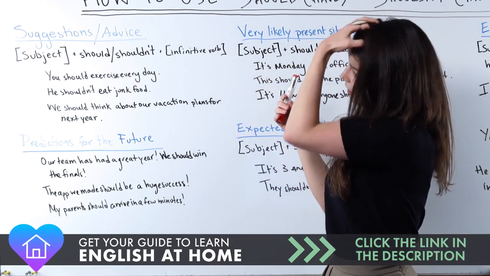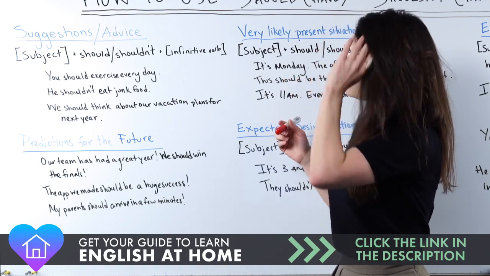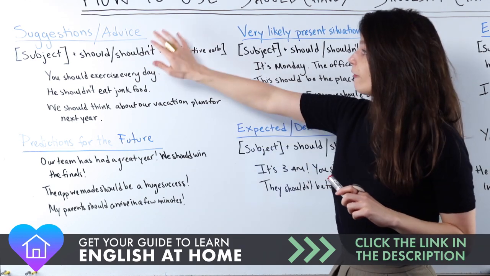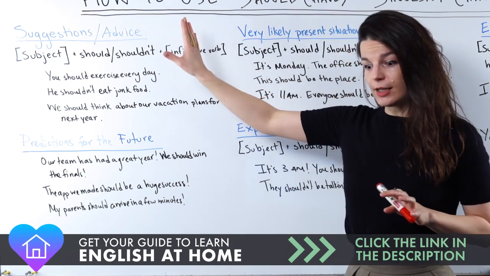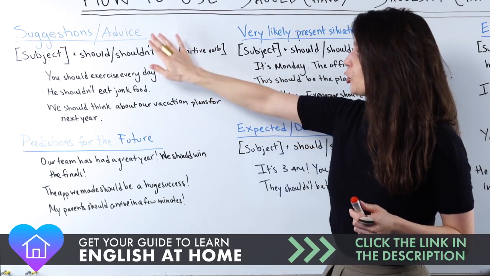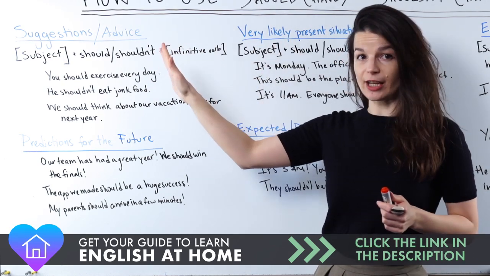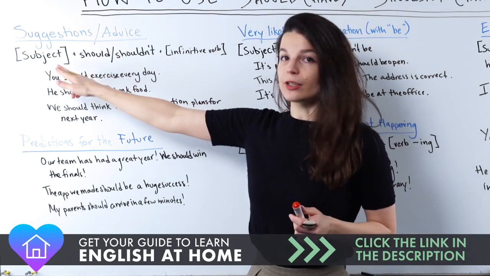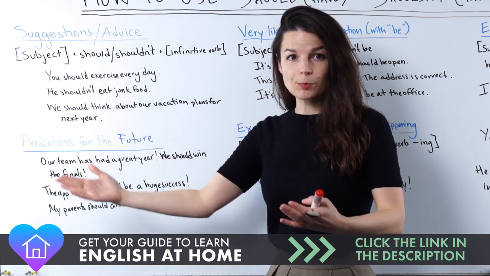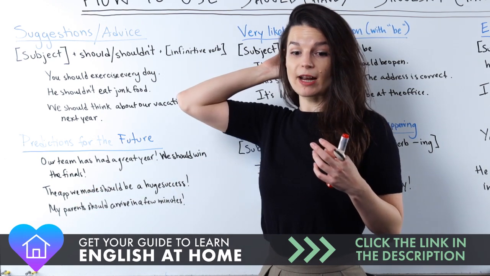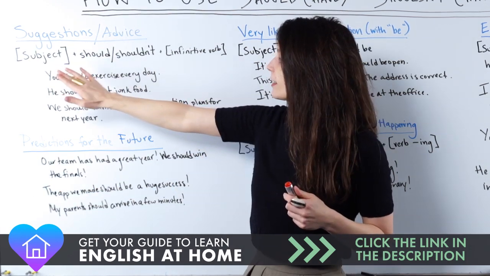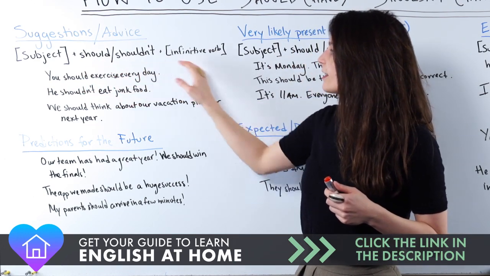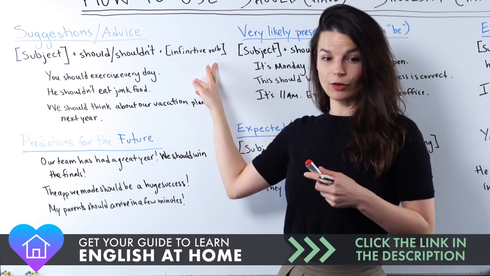So let's begin with some very beginner friendly patterns that we can use with should. So first point, we use should and should not to express suggestions or to express advice. This is the pattern that we use when we want to express a suggestion, when we want to give someone advice. Subject plus should or shouldn't plus the infinitive form of a verb.